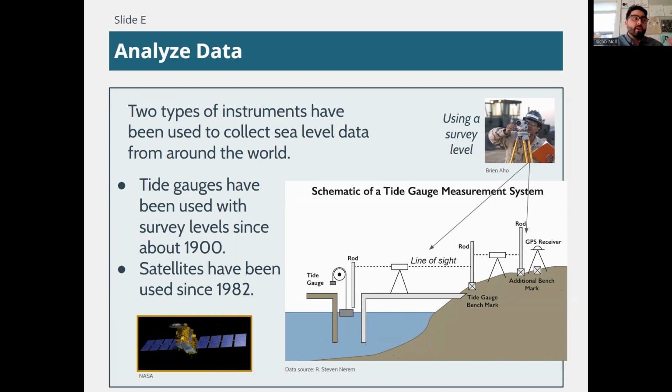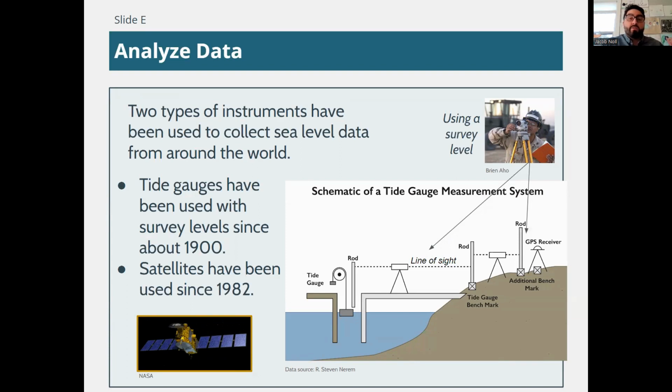The first is a tide gauge, and this has been used since around 1900. What this uses is a series of tools and lenses in line of sight to judge how high the sea level is. Even through the high tide and low tide, it allows you to collect some data about how high or how low the sea level is from year to year.